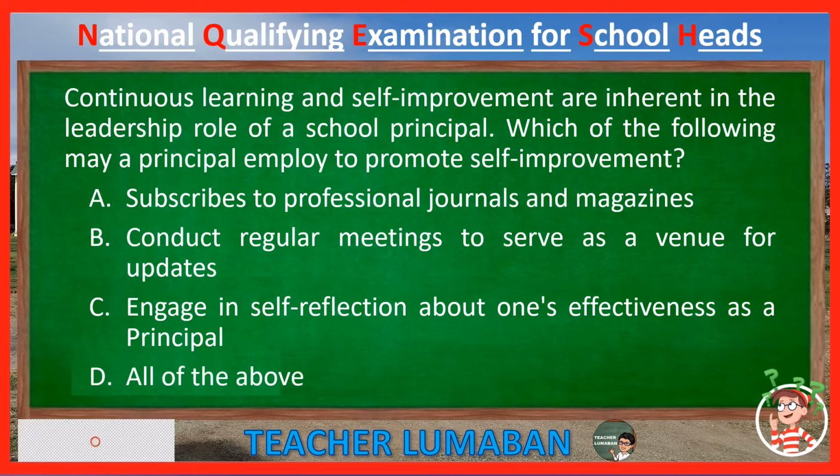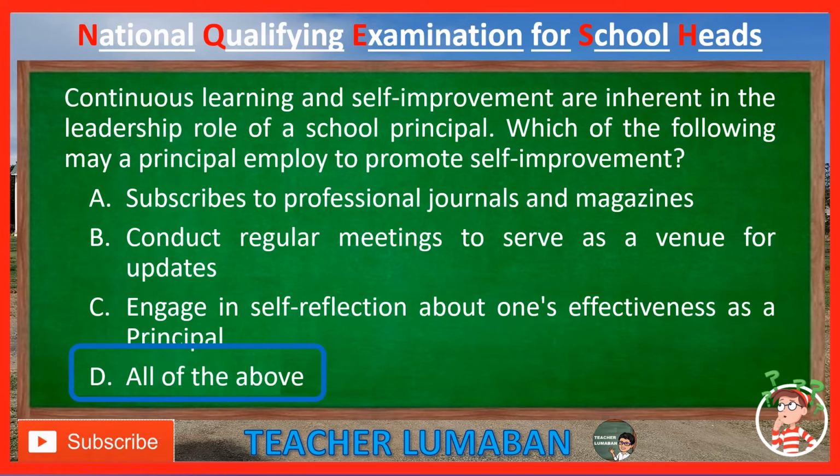Choose the suitable answer based on the given choices in 5 seconds. 5, 4, 3, 2, 1. The correct answer is letter D, all of the above. Continuous learning and self-improvement are inherent in the leadership role of a school principal. The principal may employ to promote self-improvement: subscribing to professional journals and magazines, conducting regular meetings to serve as a venue for updates, and engaging in self-reflection about one's effectiveness as a principal.